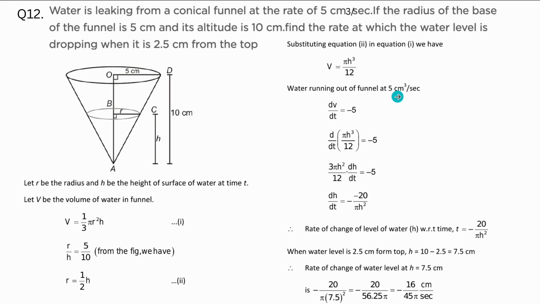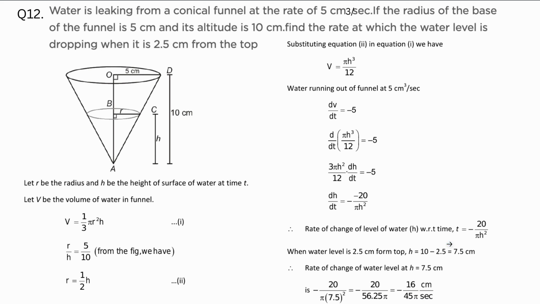Now water is running out of the funnel at the rate of 5 centimeter cube per second. That means dv by dt has been given to us as 5, and since the water is decreasing, that is why we will write minus 5. So d by dt of the volume, that is this, equals minus 5. Now differentiating with respect to t, you get this expression, and you get dh by dt also here, right? Now dh by dt, when you further solve it, you get minus 20 upon pi h square.